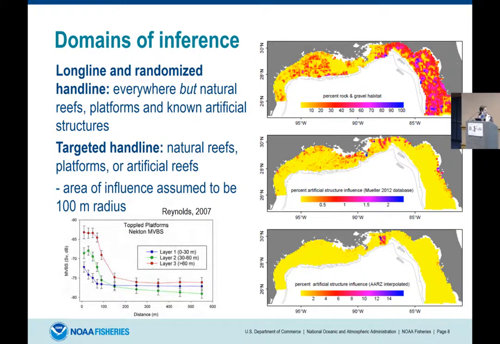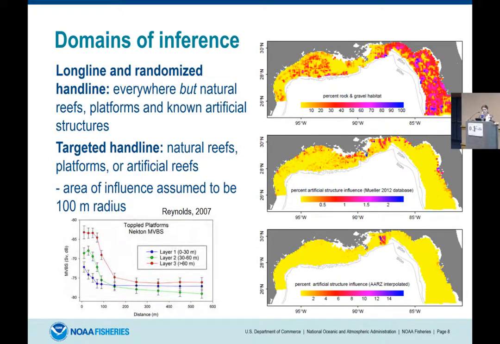And then for each of these artificial structures, we assumed that the area of influence was a 100-meter radius from the center point. So in other words, for the purposes of this study, we assumed that the densities occurring on the artificial reefs or oil platforms extended out 100 meters in each direction.